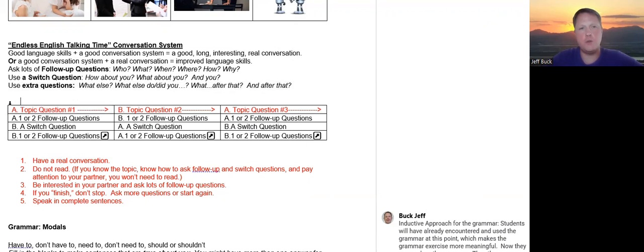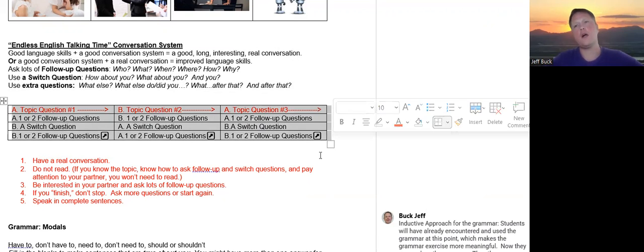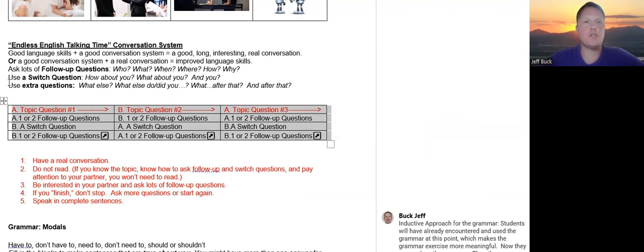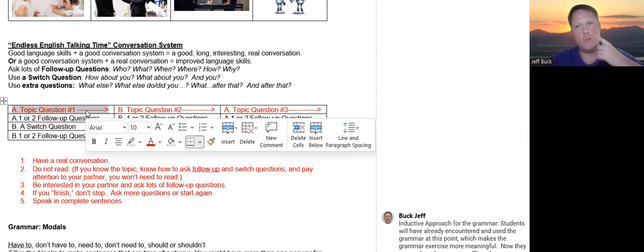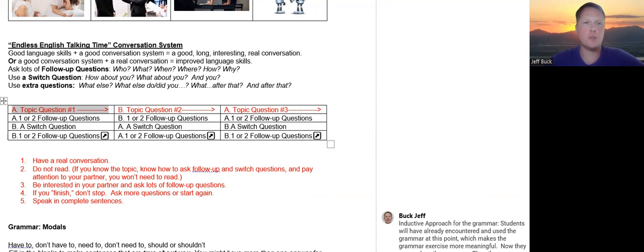So this chart shows how a conversation should flow. And this isn't a math formula, it's not science, it doesn't have to be perfect, but there should be some kind of system, some kind of organization. All right, so they start with a topic question. Person A will ask a topic question. So maybe the topic of the day is health or sports or whatever.